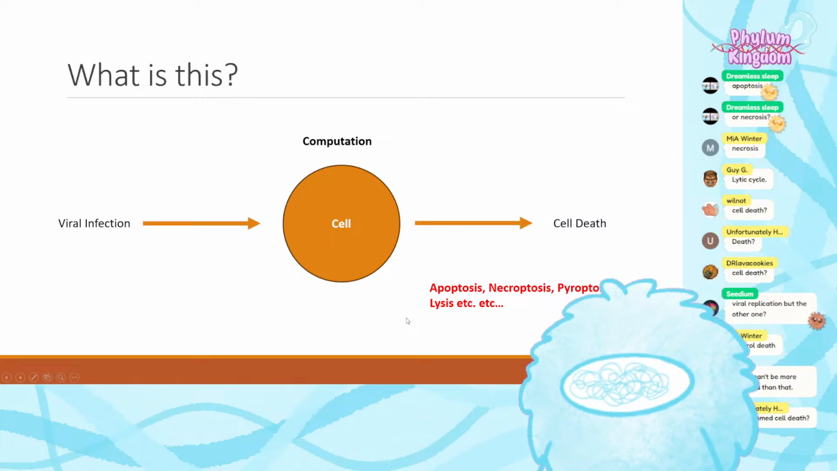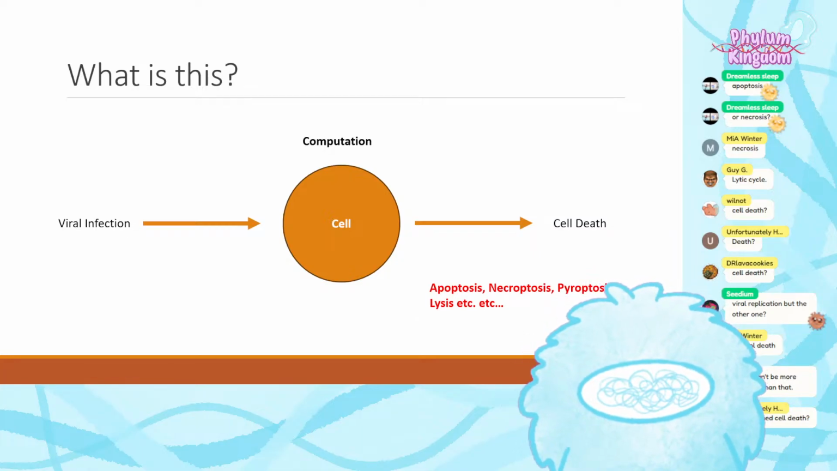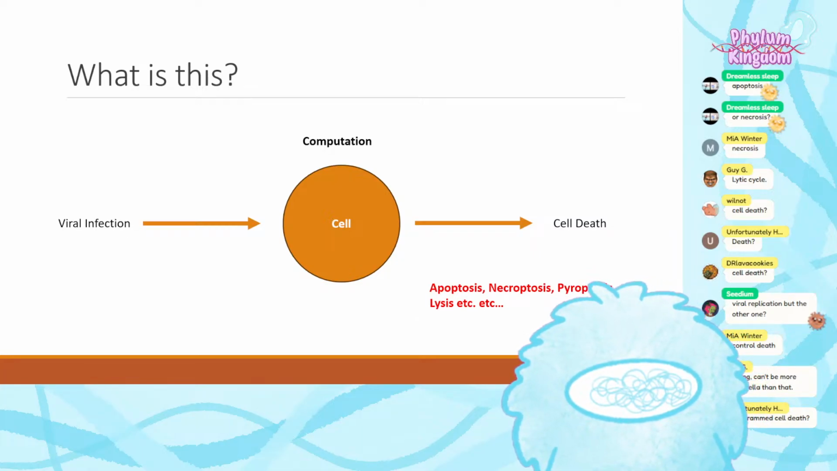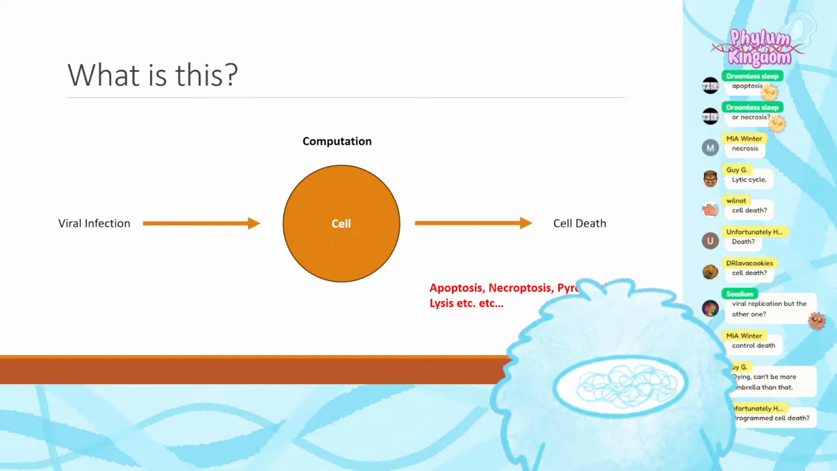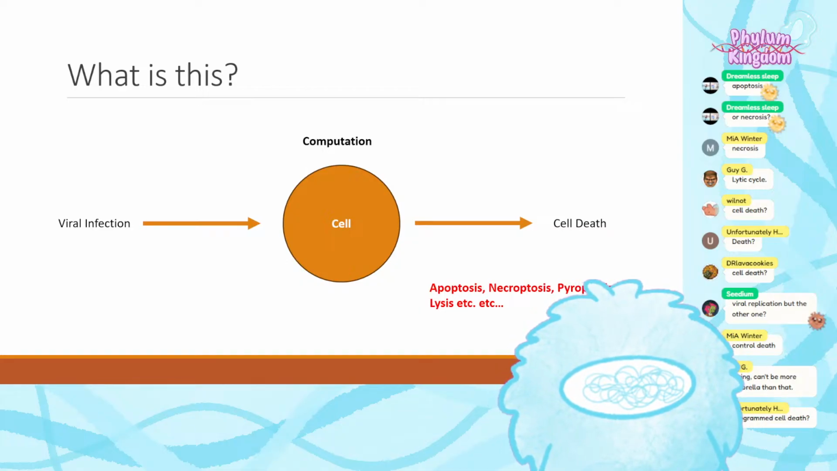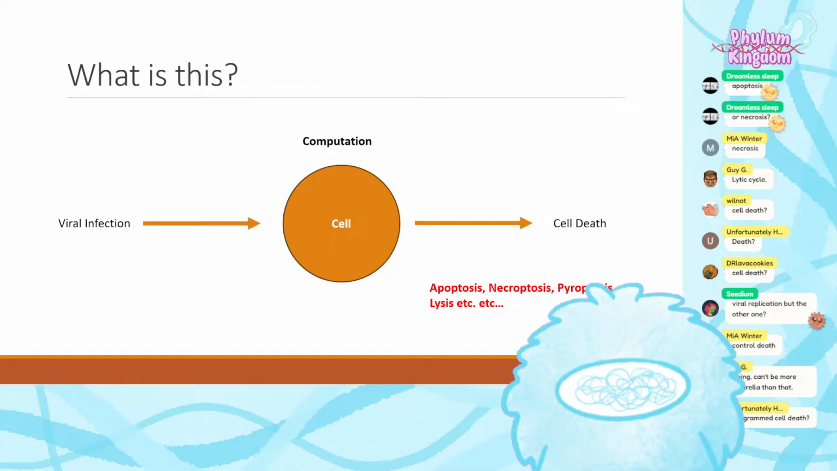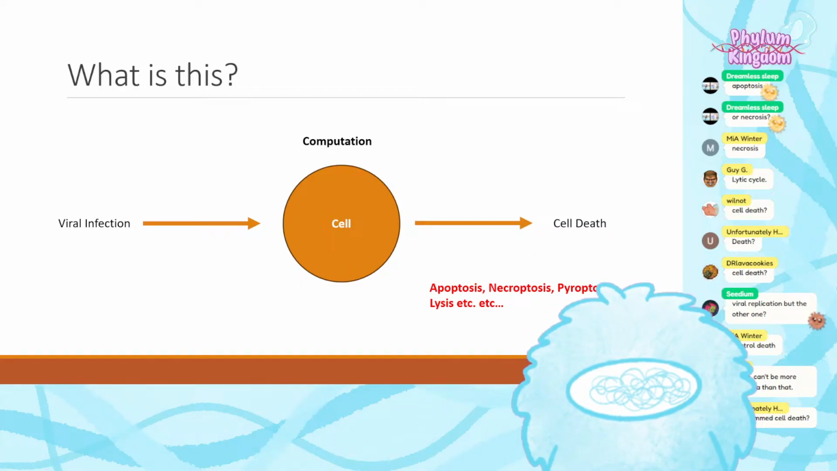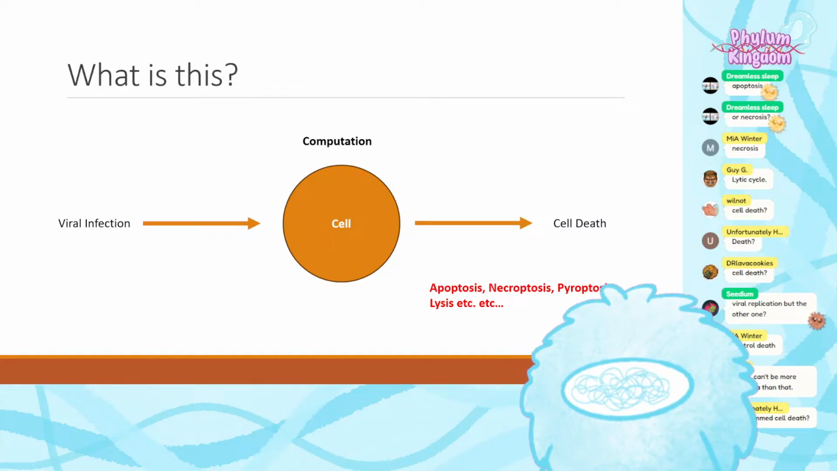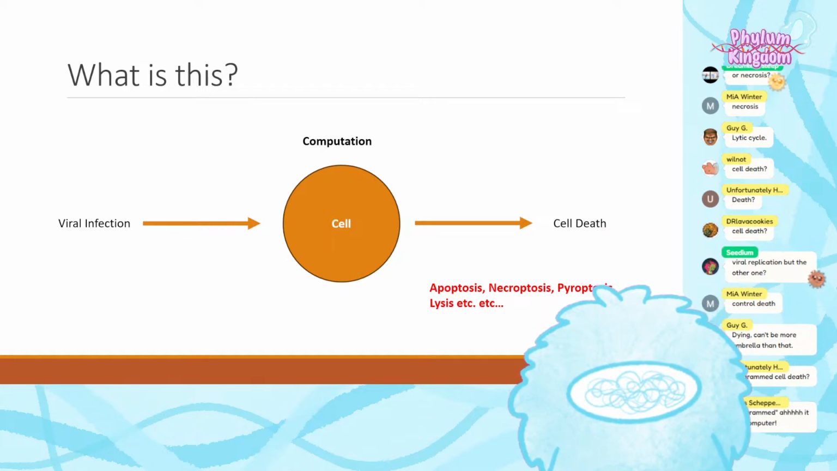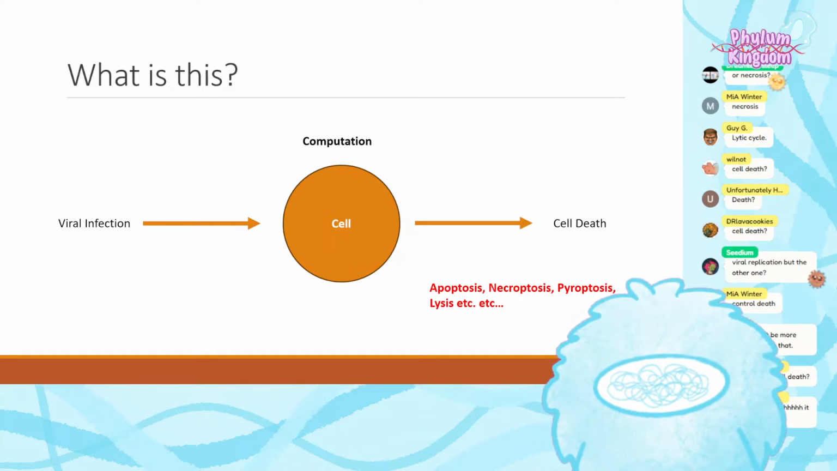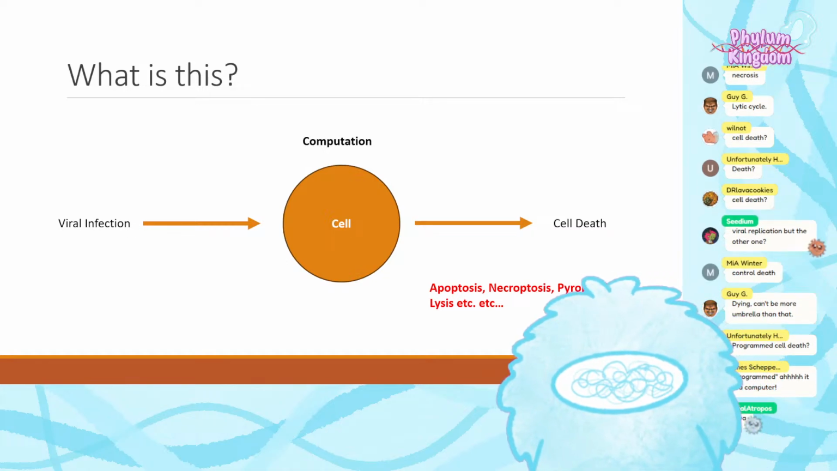Lysis is not really a programmed form of cell death, but we can think of the program that the computer of the cell runs as apoptosis, necroptosis, pyroptosis, a program that the cell runs when it receives the viral input and it outputs its own death, right? Programmed, it's a computer. Yeah, I like to think of cells as computers.